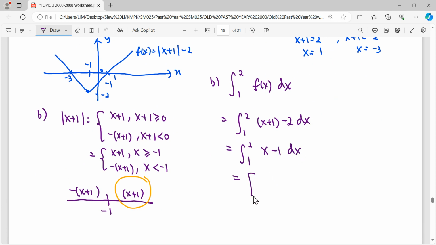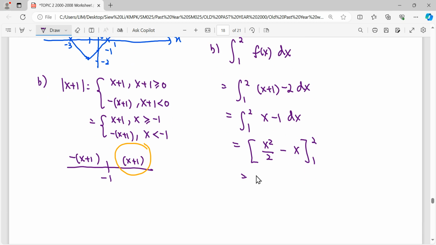Then we can start to integrate: power plus 1 over new power. Integrate a constant, we get x. Lastly, we substitute upper limit minus lower limit. Then we evaluate using a calculator. So it will give us 1 over 2. So that's all for this question.